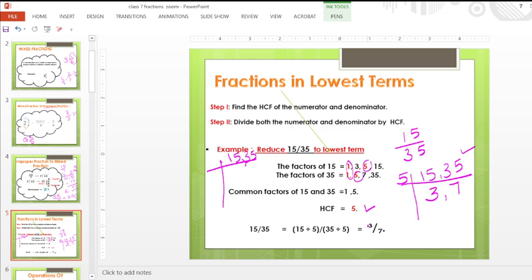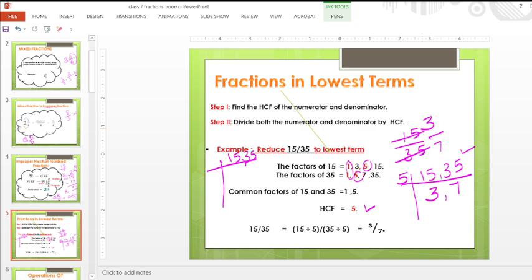Okay, after using the HCF, 3 by 7 is how you have divided your fraction into the lowest term. There is no other factor which will cut both of these. They are in the simplest form, or you can be asked, lowest term. All right. And one more thing I want to tell you: if sometimes you are confused in finding the HCF, then you can directly do 15 by 35. You can just cut both by 5 only. So you can write 15 divided by 5, 3, 35 divided by 5, 7.